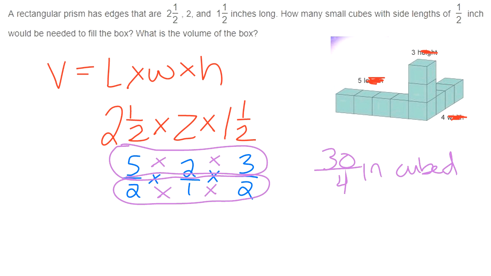So let's review it just quickly. We've got 30 divided by 4. 4 goes into 30. I see a lot of sevens, 7 times. 4 times 7 is 28. And when you subtract 30 and 28, you get a remainder of 2. So our original mixed number is going to be 7 and 2/4.